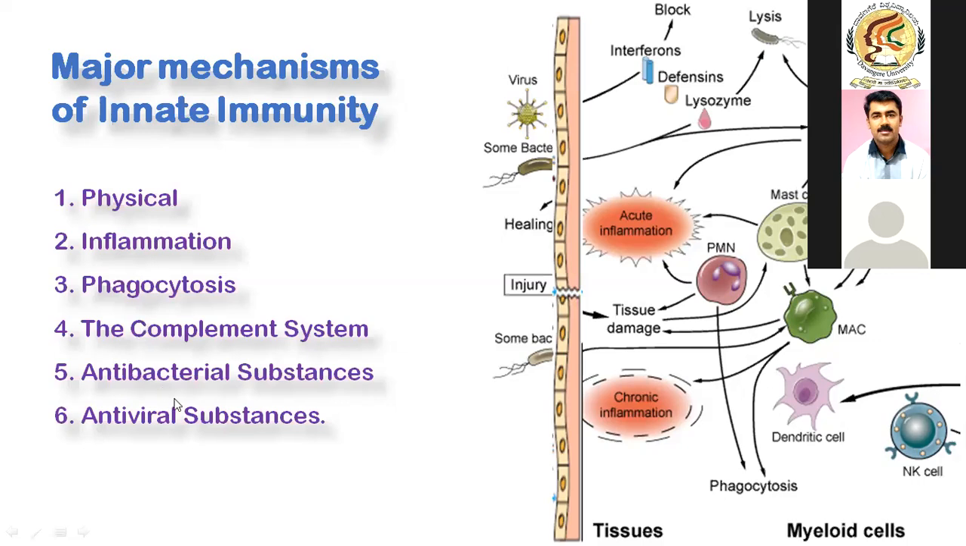And apart from these four important mechanisms, the innate immunity cells can also produce different antibacterial substances like lysozymes and defensins. They can act on bacteria and other pathogens. And apart from antibacterial substances, the innate immunity cells can also produce antiviral molecules like interferons, so that they can take care of viral molecules or viral substances. So this is all about innate immunity and the different mechanisms working under it.